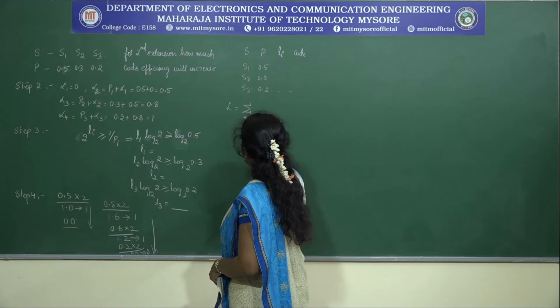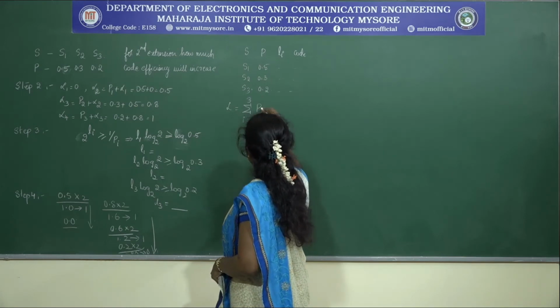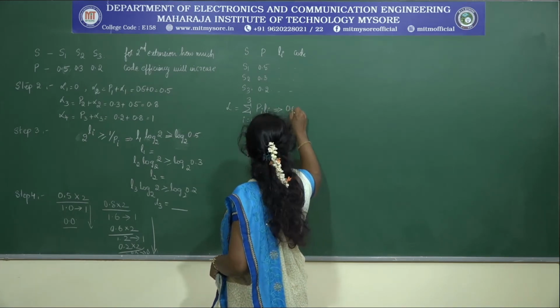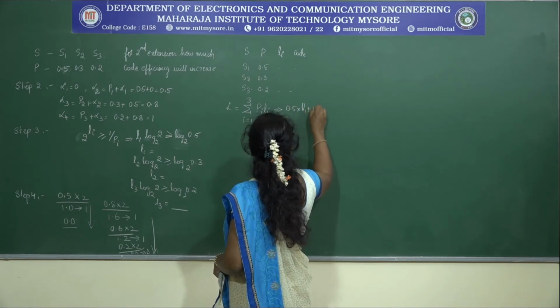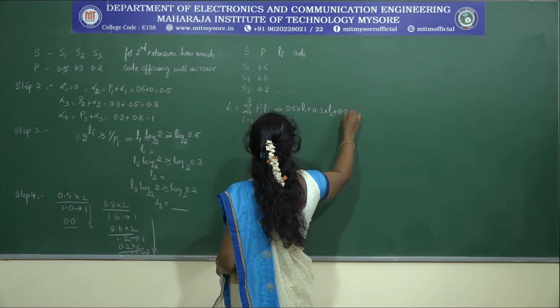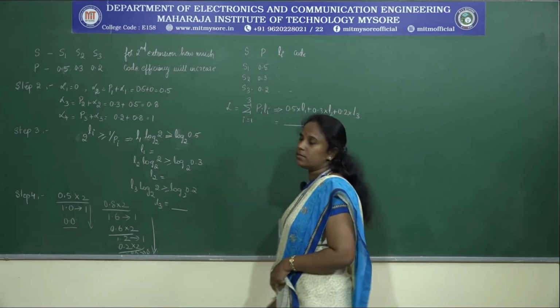Which is given by summation of i equal to 1 to 3, Pi into Li. So you already know the probability. The probability is 0.5 multiplied by L1 plus 0.3 into L2 plus 0.2 into L3. If you simplify this, you will get its average length L.